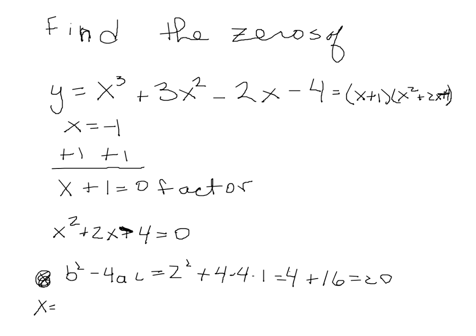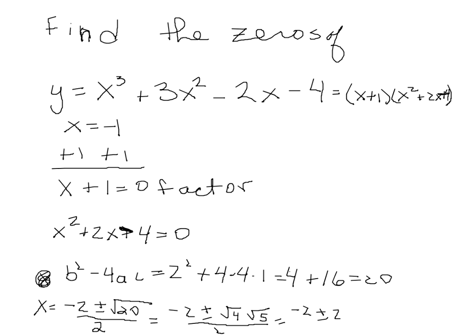So my quadratic formula is minus b, so that's minus 2 plus or minus the square root of this all over 2a. Okay, now 20 can factor into 4 and 5, and since it's multiplication, we can break that root up. And so the square root of 4 is 2, so minus 2 plus or minus 2 square root of 5.